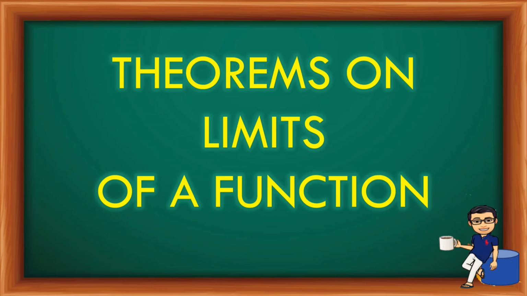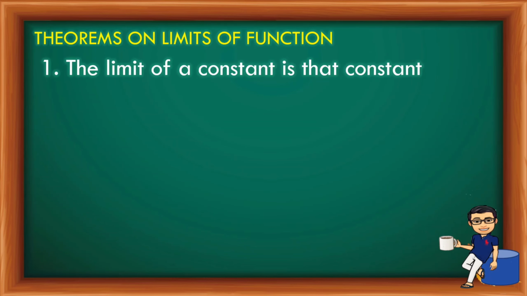The first of this is the limit of a constant is that constant. In symbol, we have this. This means that the constant value is also the limit. The constant value is represented by C, and the constant value is the answer to this limit. I wanted to emphasize that this symbol means x approaches A. Hence, this symbol is read as the limit of C as x approaches A is equal to C.